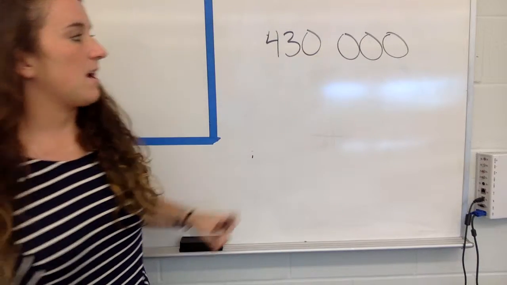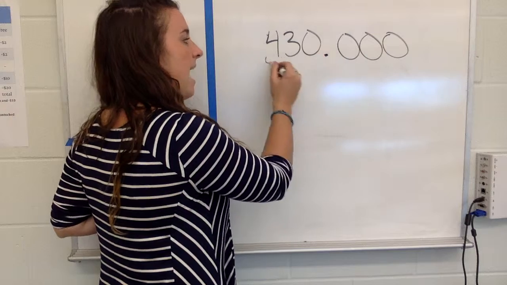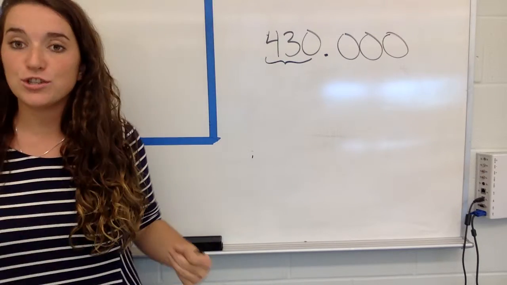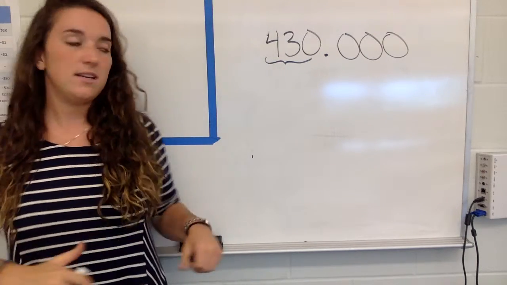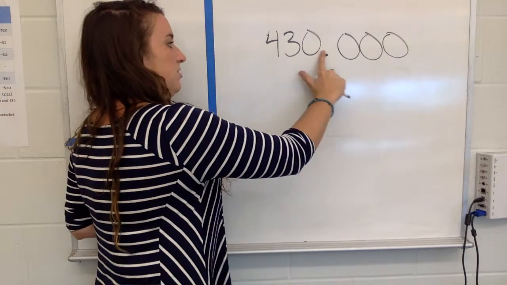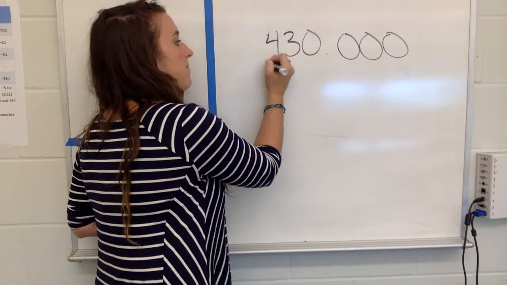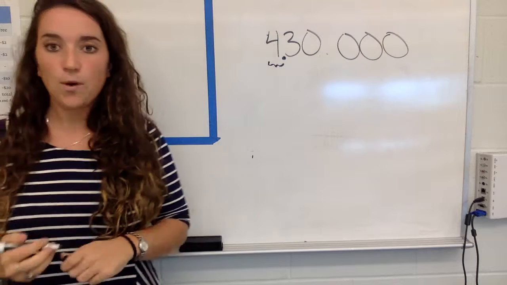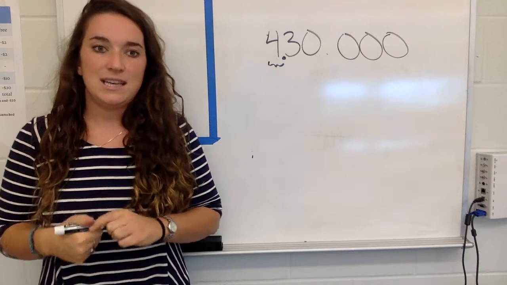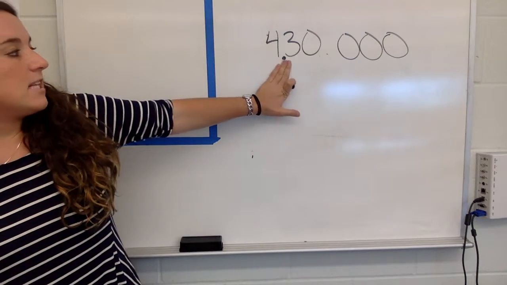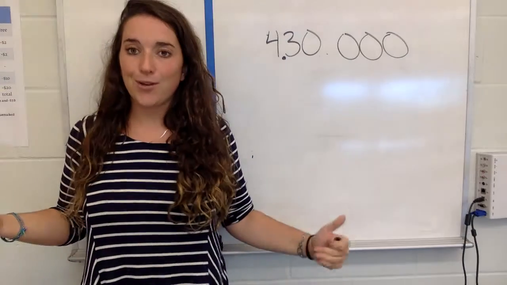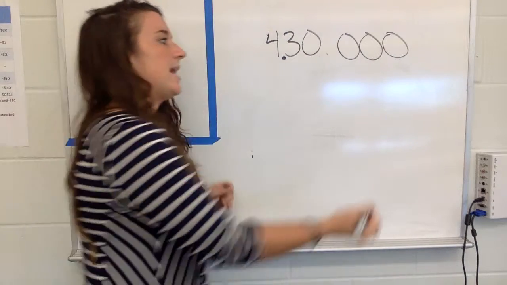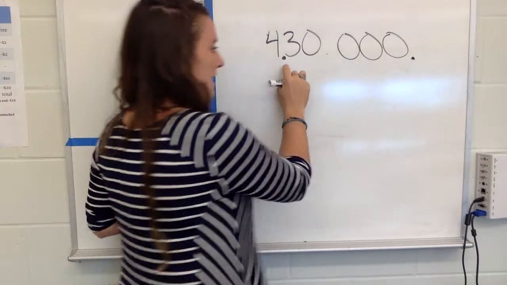Let's see if I put it where this comma is. Now my number in front of the decimal is 430. Is that between 1 and 10? No. I need to put it between the 4 and the 3 because now the number in front is 4. Is that between 1 and 10? Yes. Where did the decimal start in this number? If I have a whole number, where is the decimal? Right, it's at the end. So it started here and it ended up here.